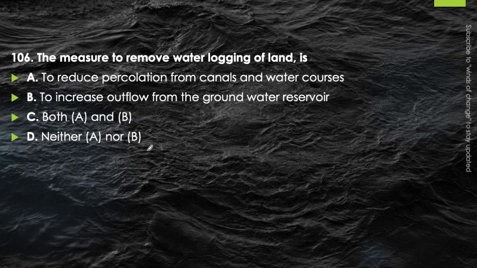The answer will be option C, that is both A and B. First of all, we will reduce the percolation from the canal and water courses, because percolation from canal and water courses will lead to water logging in the surrounding field. And to increase the outflow from the groundwater reservoir, because if the groundwater level comes near the surface, then it will also lead to the condition of water logging. So both A and B will be the correct answer.